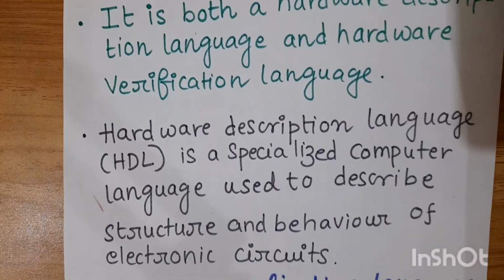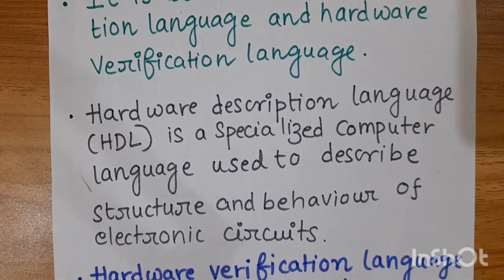What is a hardware description language? A hardware description language is a computerized language which is used to describe the structure and behavior of electronic circuits. It is done at the register transfer level, that is the RTL level, when we do the designing. We do structural modeling and behavioral modeling for a digital circuit, a sequential circuit, a combinational circuit, or an FSM. All of this is done by the hardware description language.